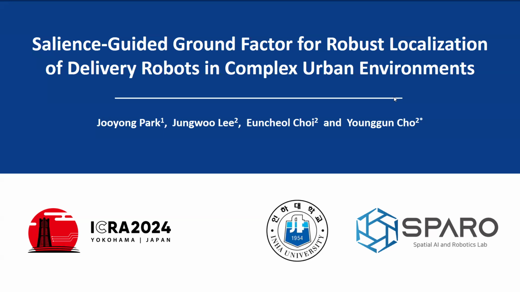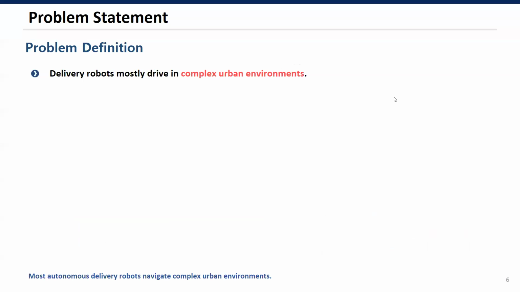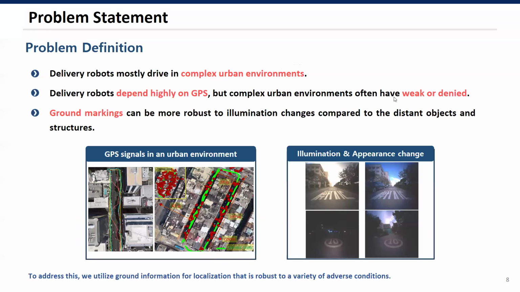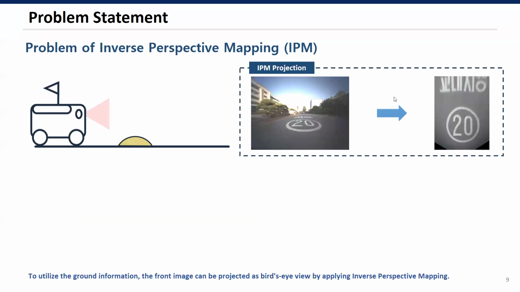Hello, in this video, we will be presenting the Salience-guided ground vector for robust localization of delivery robot in complex urban environment. Most autonomous delivery robots navigate complex urban environments. However, due to the nature of the urban environment, there are many GPS-denied areas which makes localization difficult. To address this, we utilize ground information for localization that is robust to a variety of adverse conditions.